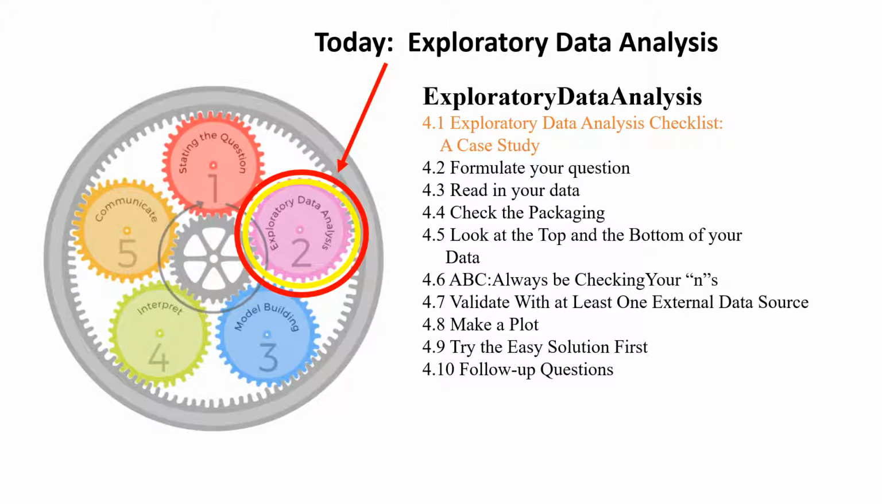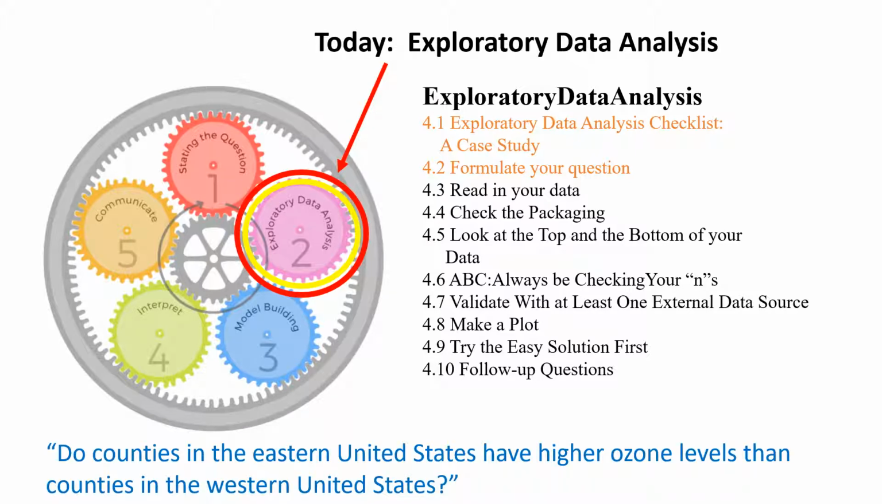So they remind us, first of all, in 4.2, that we need to start with our question. So hopefully we already have our question formulated by the time we get to this step, but they're just, I guess, emphasizing that here in 4.2, to start with our question. So in the book, their question is, do counties in the eastern United States have higher ozone levels than counties in the western United States?